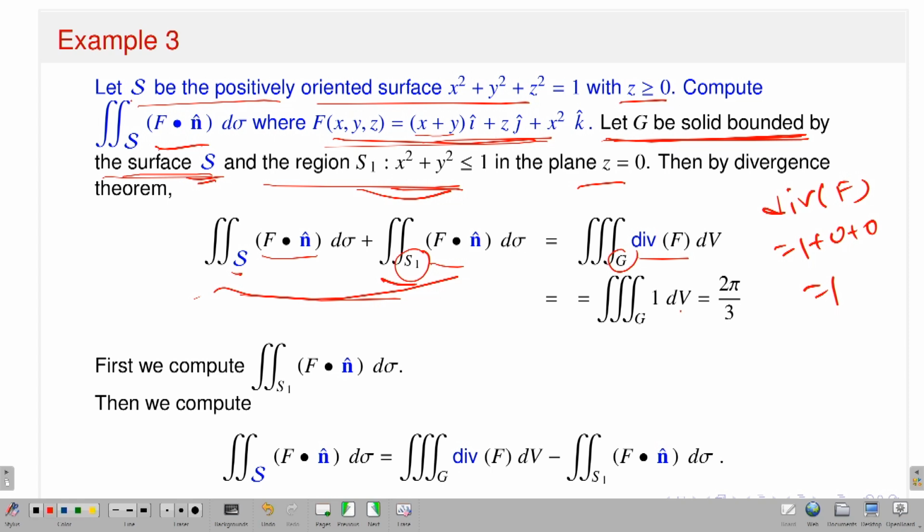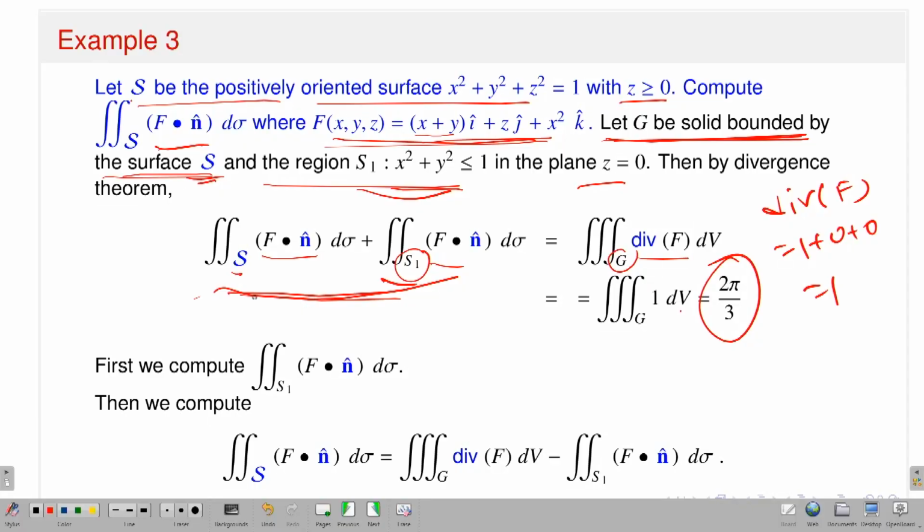I am talking about the upper hemisphere, right? So it should not be 4 by 3, but it should be 2 by 3 pi a cube, where a is the radius. What is my radius? The radius is 1, so it should be 2 by 3 pi. So I have used the Gauss theorem here, and this is exactly equal to this one. But what is given in the problem? You have to calculate this object. This object is nothing but 2 pi by 3 minus the other object.